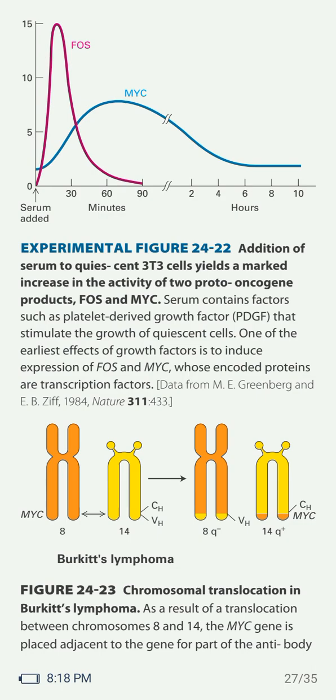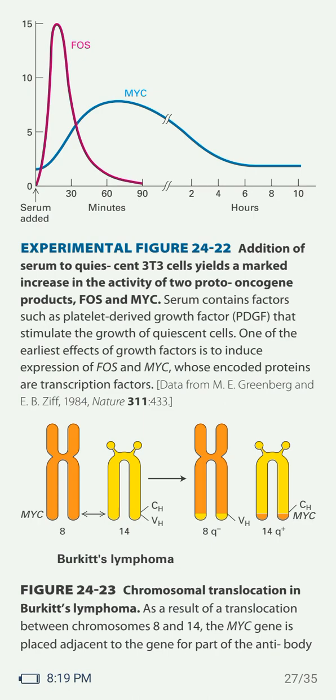Experiment figure: addition of serum to quiescent 3T3 cells leads to a marked increase in the activity of two proto-oncogene products, FOS and MYC. Serum contains factors such as platelet-derived growth factor (PDGF) that stimulate the growth of quiescent cells. One of the earliest effects of growth factor is to induce expression of FOS and MYC. Those encoded proteins are transcription factors.